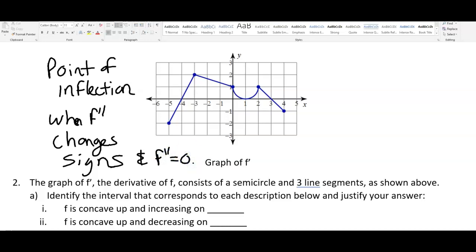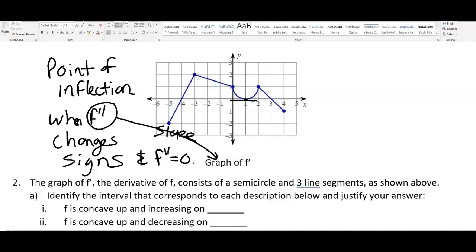Okay? Now, where does f double prime equal 0 on this graph? Well, remember, what is f double prime on a graph of f prime? We said before many times now, it's the slope of that graph. So where does the slope of this graph equal 0? There's really only one place where that happens, and that's right here. We have a 0 slope tangent line there at that point, right? So there's only one place.